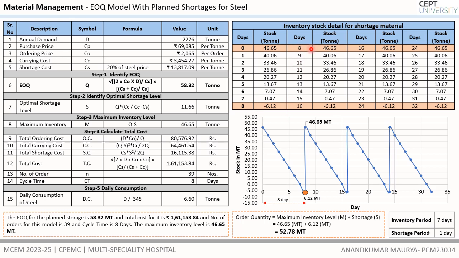the inventory will be refilled and the shortage will be countered with the reordered quantity. The reordered quantity should be the maximum inventory level of 46.65 metric ton plus the shortage level, which is 6.12 metric ton, coming to a total of 52.76 metric ton. The shortage period is one day, and the inventory period is 7 days. So we have to reorder the quantity more than 7 days before the inventory becomes empty, before the shortage date.